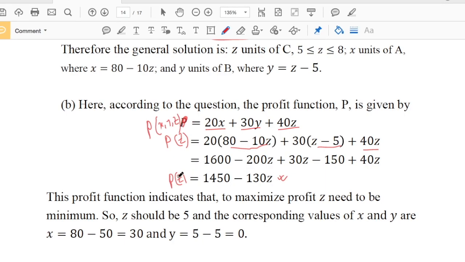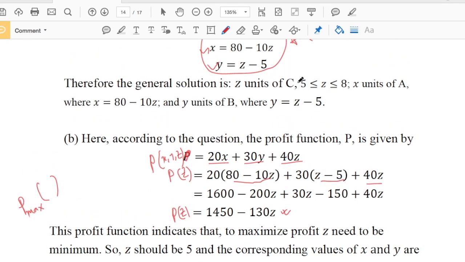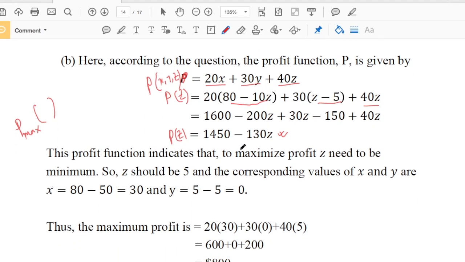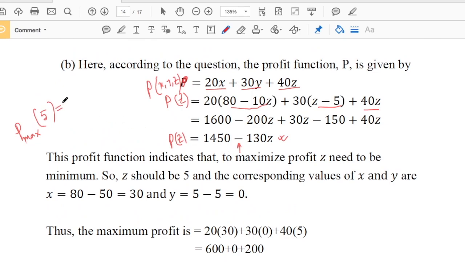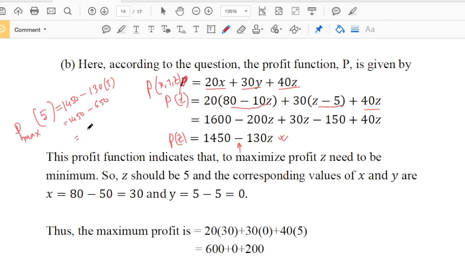Now, which z makes profit maximum? Let me denote maximum profit by P max. Z is from 5 to 8. You see, because of this negative sign, P max should be for the lower z, which means 5. When z equals 5, P will be 1450 minus 130 into 5, which is 1450 minus 650, which equals $800. The maximum profit will be $800.